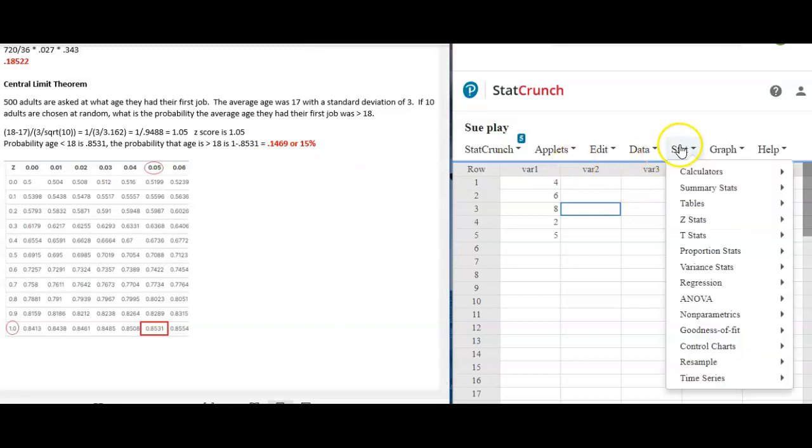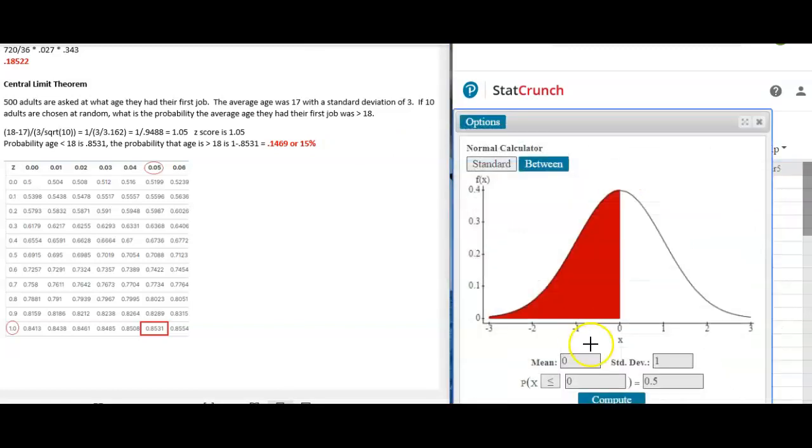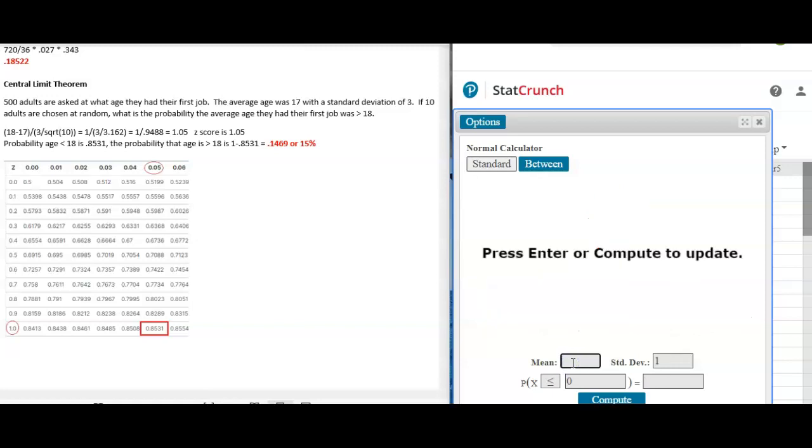Or we can do this using our calculators, normal distribution, but we're using the central limit theorem. Again, we're going to type in our mean, which in this example is 17. Standard deviation, normally, if we weren't talking about the central limit theorem, we would just type in 3 here because that's the standard deviation. But what we want in our denominator is 3 divided by SQRT, standing for square root, and then in parentheses our sample size, which is 10. And we're looking for an age greater than 18. So I'm going to change that to greater than.